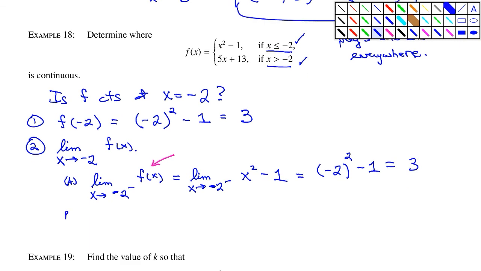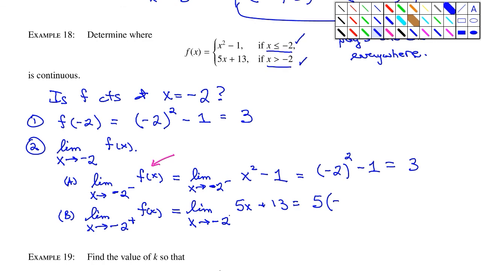And then B, the limit as x goes to -2 from the right of f of x. And which piece of the function is on the right side of -2? It's the bottom one. So it's 5x plus 13. And again, we can just plug this one in. Yeah, the right side limit. So it's 5 times negative 2 plus 13. And that is also 3. Oh, well, that's great news.